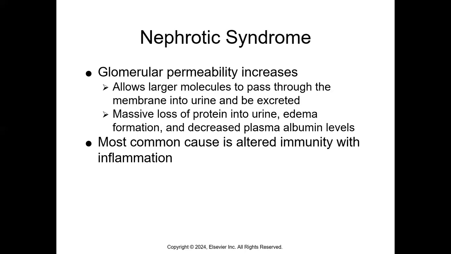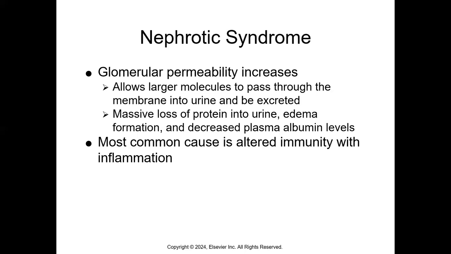Nephrotic syndrome. With nephrotic syndrome, you see the glomerular permeability increase. This allows big molecules to pass into the urine and be excreted. So what happens is instead of retaining the good stuff, your body is just dumping everything into the urine. So you're losing lots of protein into the urine as a result of losing albumin into the urine. You're going to have third spacing of fluid.